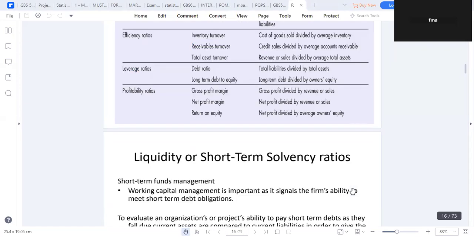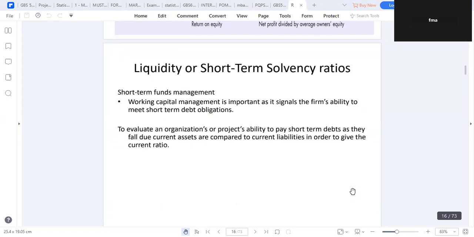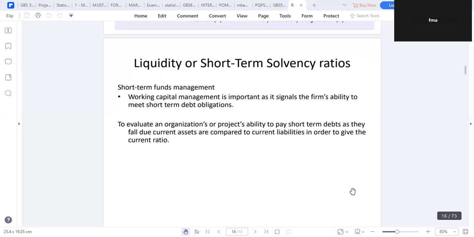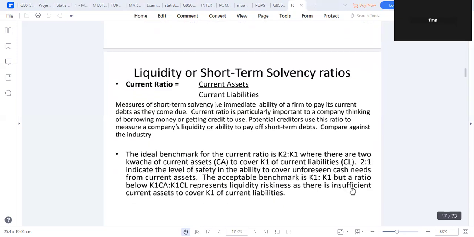All right, so liquidity ratios. Now, liquidity ratios, they look at short-term funds. Working capital management is very important because it will signal a firm's ability to meet short-term obligations. So, to evaluate a firm's ability to pay short-term debts as they fall due compared to the current liabilities over time. The benchmark for liquidity ratio is on the current ratio, we're looking at the immediate ability of a firm to meet its current debts. So we have a 2 to 1, which is the generally accepted benchmark.